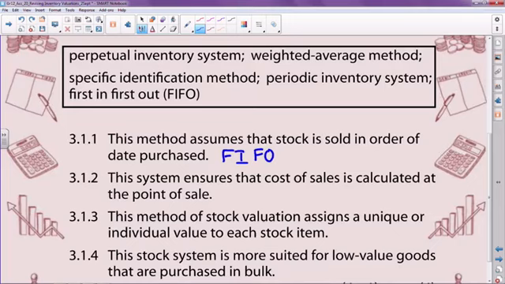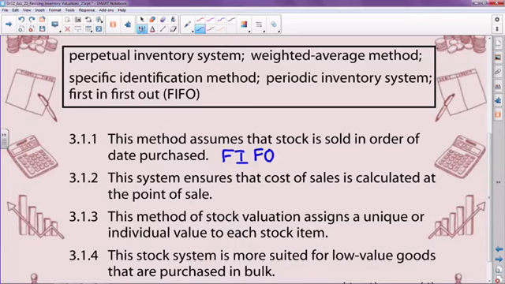This system ensures that cost of sales is calculated at the point of sale. Now remember, they are referring to a stock system. And there are only two stock systems that we use, namely, periodic and perpetual. The fact that cost of sales is calculated means they are referring here to the perpetual inventory system. Why? Because at every point where a sale takes place, the cost of sales is also recorded.